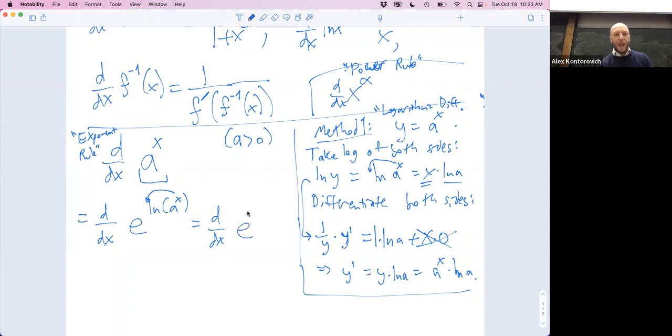Okay, so this is e to the x times the constant natural log of a, and now I can use the chain rule to differentiate this. So the chain rule says the derivative of e to the whatever is e to the whatever times the derivative of whatever, the derivative of what's inside. And what's inside is x times natural log of a. The derivative of that is the constant ln a. And finally, we remember that e to the x ln a was exactly a to the x, the original a to the x, by putting the x back upstairs and remembering that e to the ln is an inverse operation. So we get, again, a to the x times natural log a.